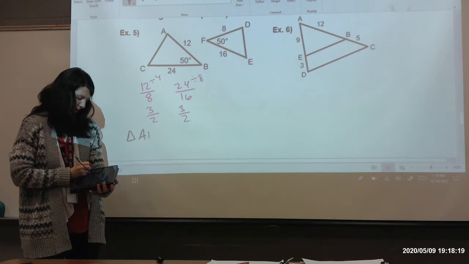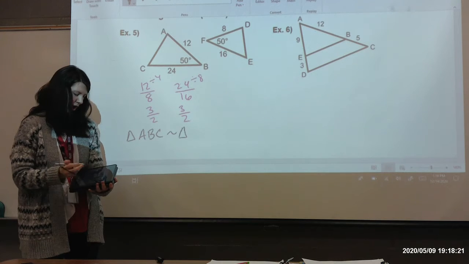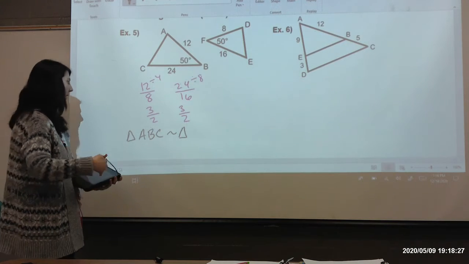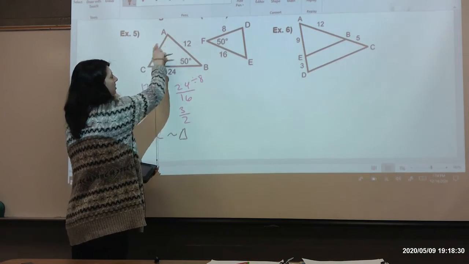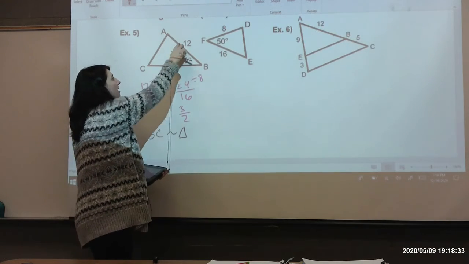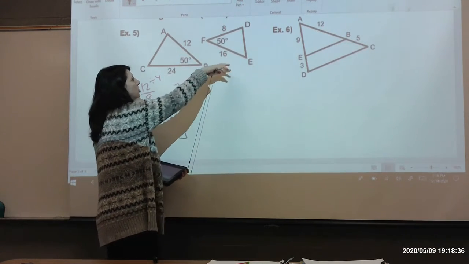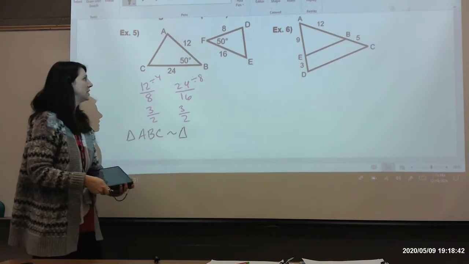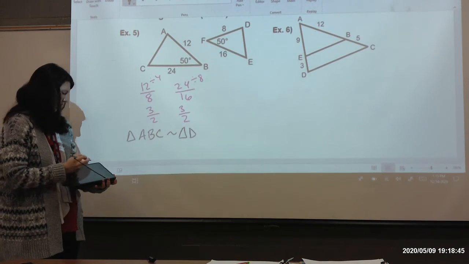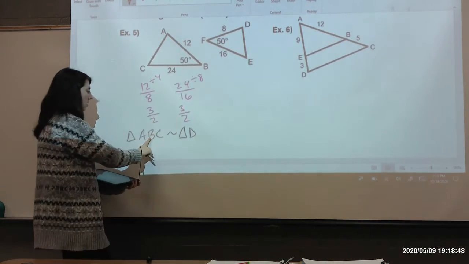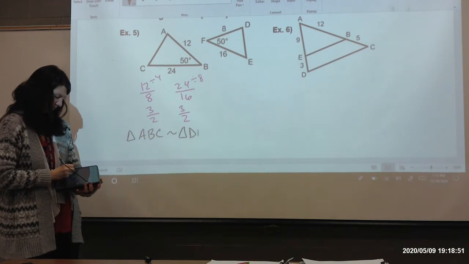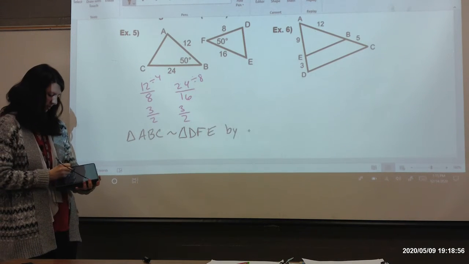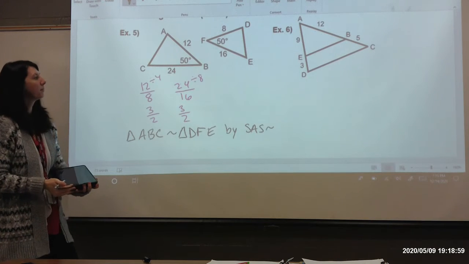Triangle A, B, C is similar to triangle. What would the second part be? Okay, A matches up with, well, let's see, from A to B, I go across my smallest side. So I need to go across my smallest side, so that'll be D to F. So A is going to match with D. And then I'm at my angle 50, which is B, which should match with F. And then it goes to E. All right? And then by side angle side similarity.